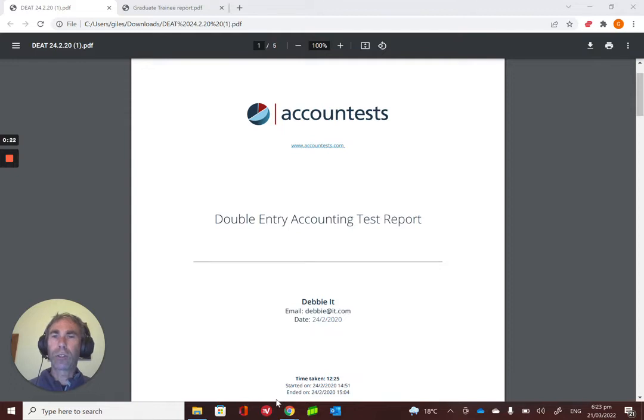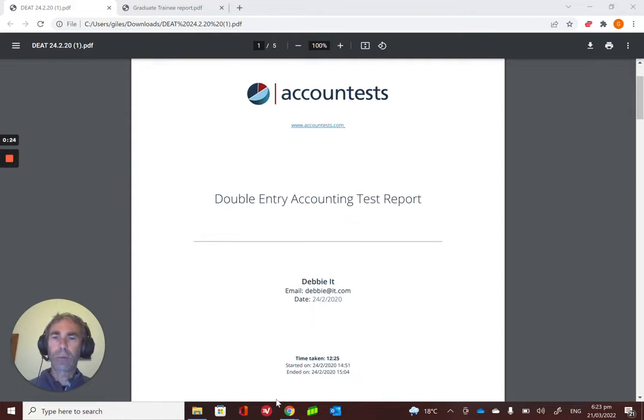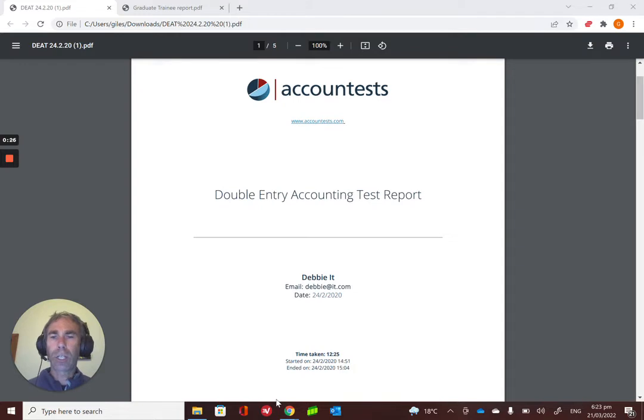The first thing I do when I'm having a look at one of these is go down to the bottom of the first page where it says time taken. Both of these tests are limited to 15 minutes. So if time taken says 15, then your candidate was still working on the test when their time ran out. If it's less than 15, you can see how long they spent in the test.